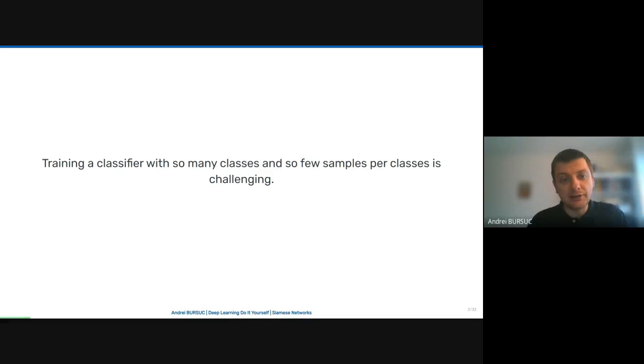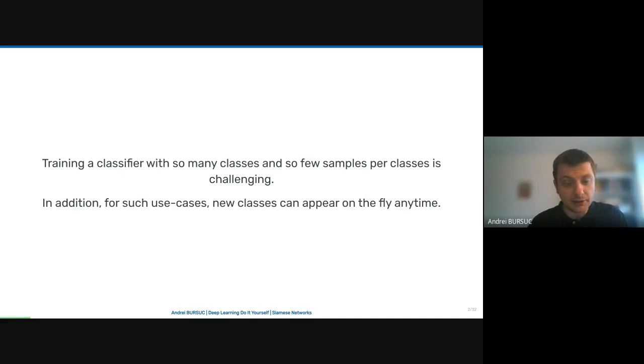As I said, training a classifier with so many classes and so few samples per class is really challenging. To make things worse, usually in such use cases, new classes can appear on the fly anytime. You enrich your data set, you have new people coming or new items. I'm speaking here a lot about people and faces, but there are other types of items, for example shopping items. If you are Amazon, there are always new items coming in with new photos, and you cannot just restart from scratch and train an increasing n-way classifier, where n is the number of classes.